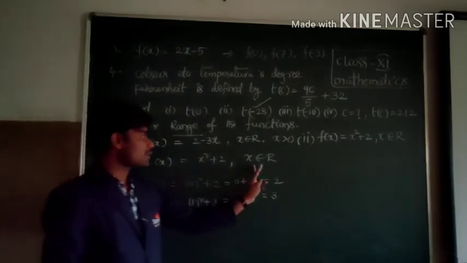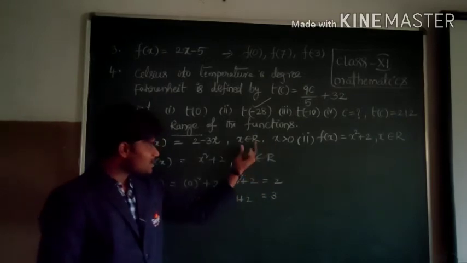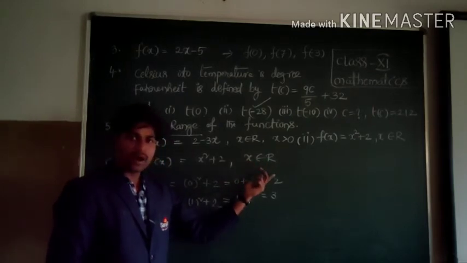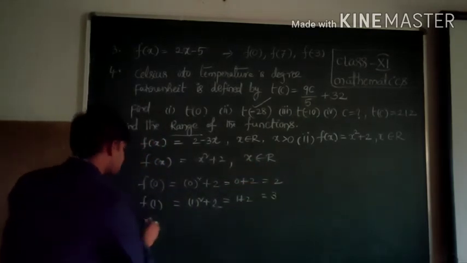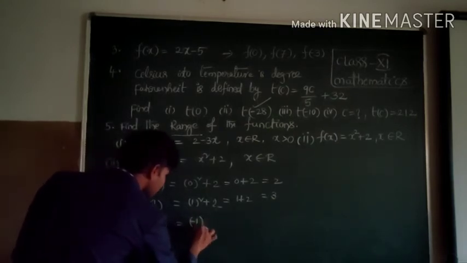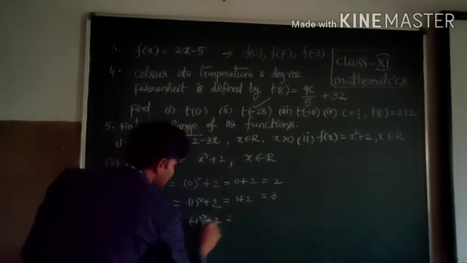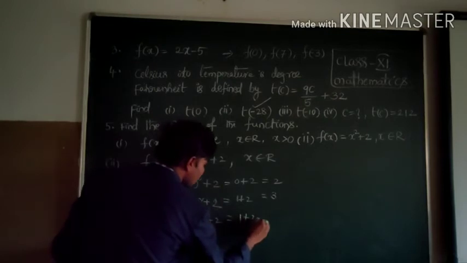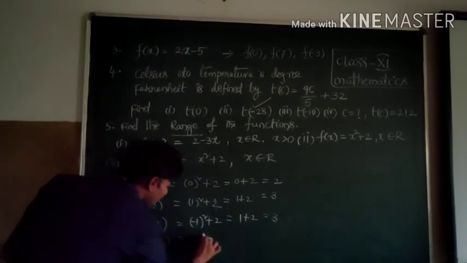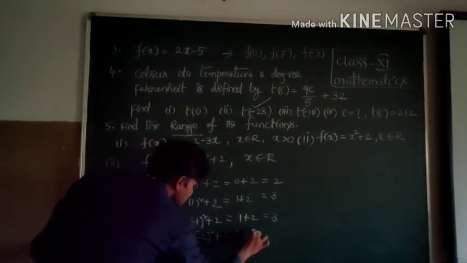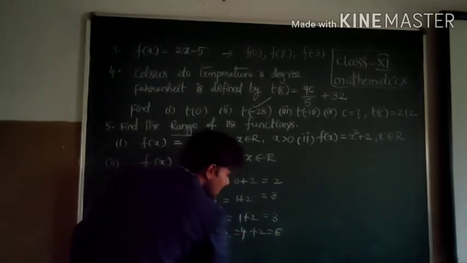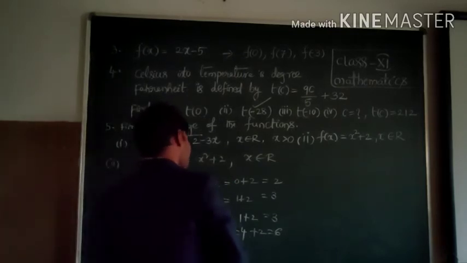You can take negative values also, since x belongs to R. In the earlier case x was greater than 0, but here x belongs to R, so you can take negative values too. If I take f of minus 1, that is minus 1 whole square plus 2, so 1 plus 2 is again 3. Suppose I take x value minus 2: minus 2 whole square is 4, plus 2 is 6, right?